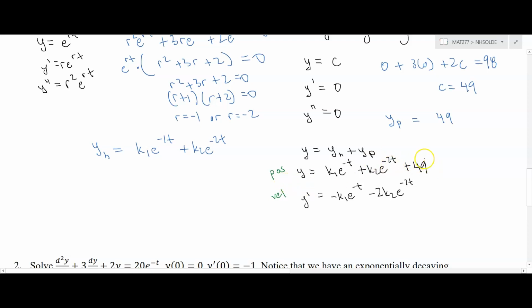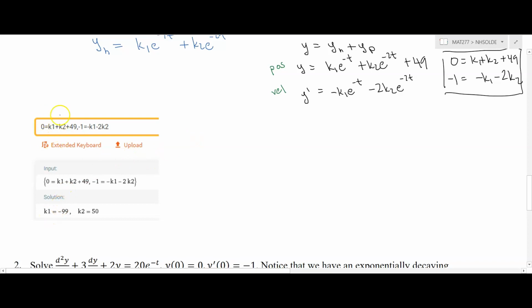So I know that my initial position is 0, and what we know is when we plug in 0 for the t's, we just get k1 plus k2, and then plus the 49. For the second equation, we're going to get negative 1, which is our initial velocity, equals negative k1 minus 2k2. And we'll use Wolfram Alpha to solve this and see what we come up with.